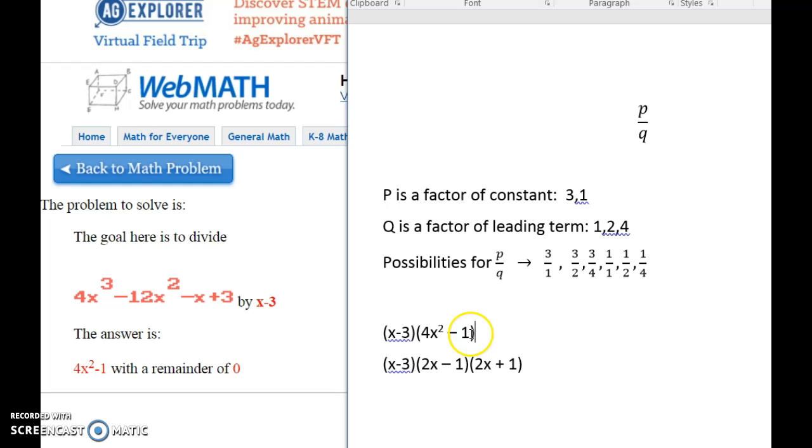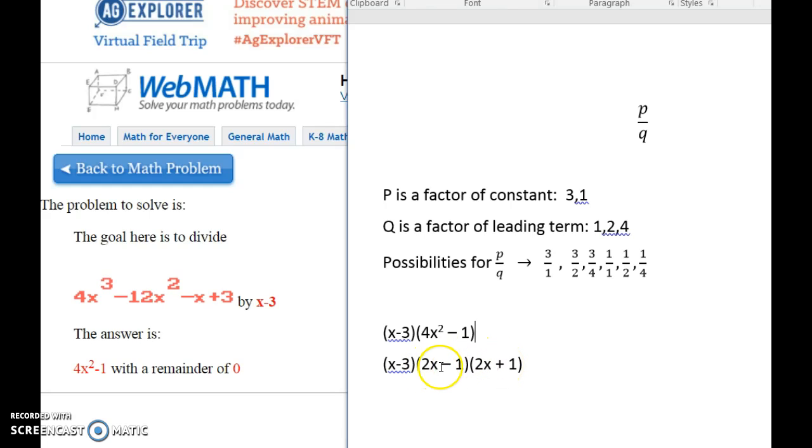So you get to this step, and this is a difference of 2 squares. So if you remember how to factor a difference of 2 squares, it's the square root of the first part minus the square root of the second part, and then the second term you do plus.